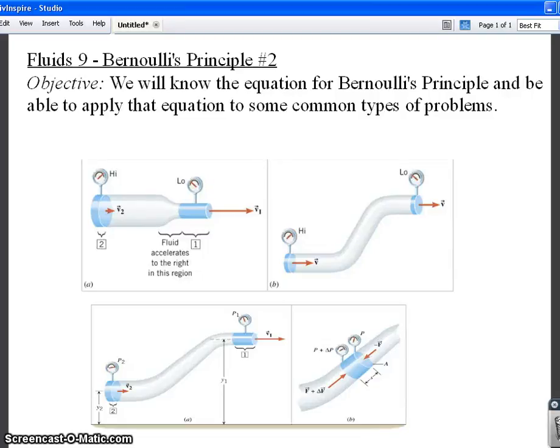Good morning, class, and welcome to this lesson on fluids number 9, Bernoulli's principle number 2. Today we will be able to know the equation for Bernoulli's principle and be able to apply that equation to some common types of problems.